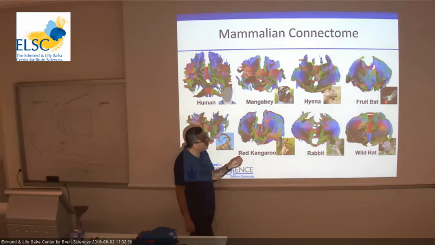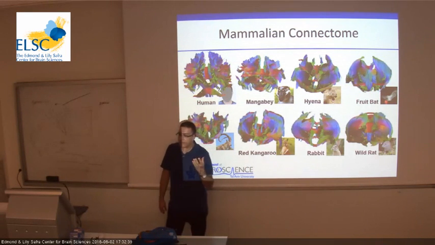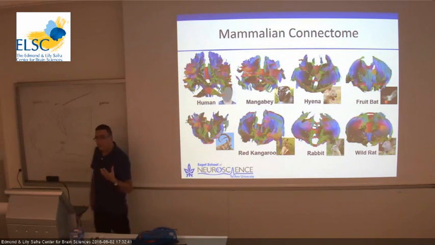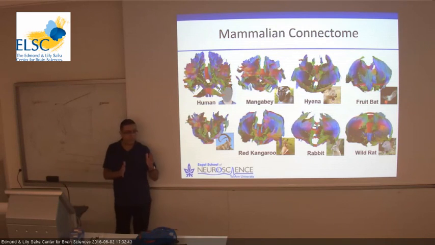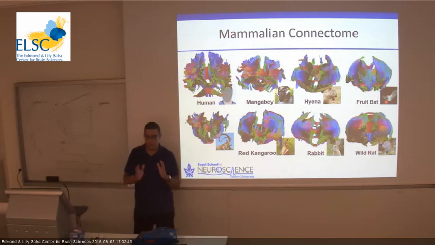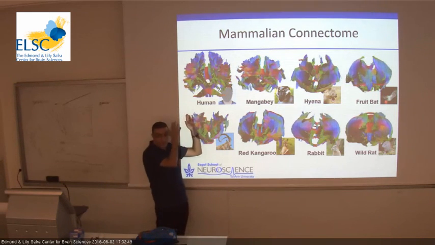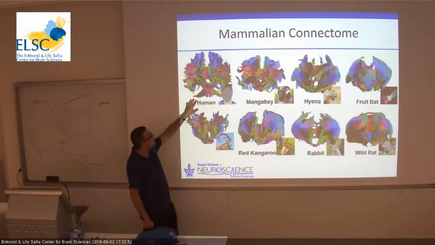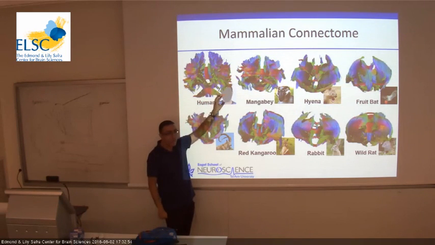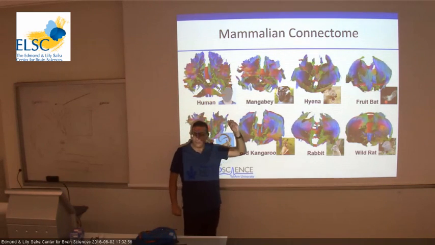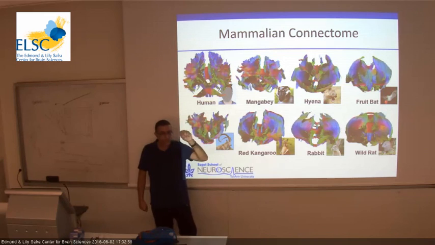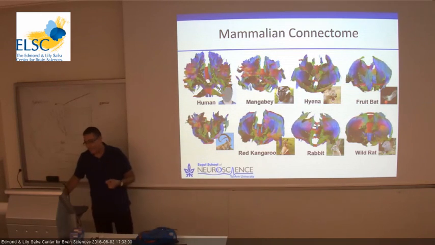It looks different, but the amount of information we get is of a very similar order of magnitude, just because we scan them at a comparative resolution, which means that the amount of information that we measured for the largest brain, it's not the human, we'll get to that in a moment, is of the same order of magnitude as for the tiny, tiny little animal.